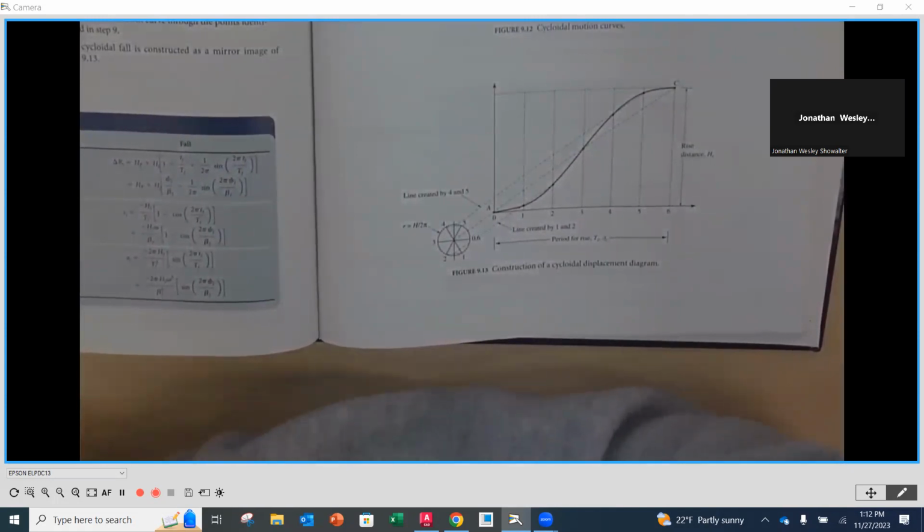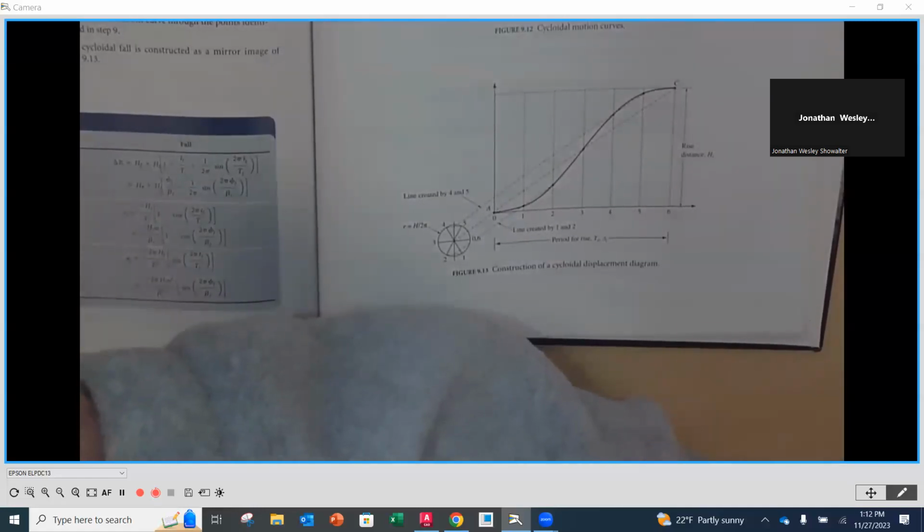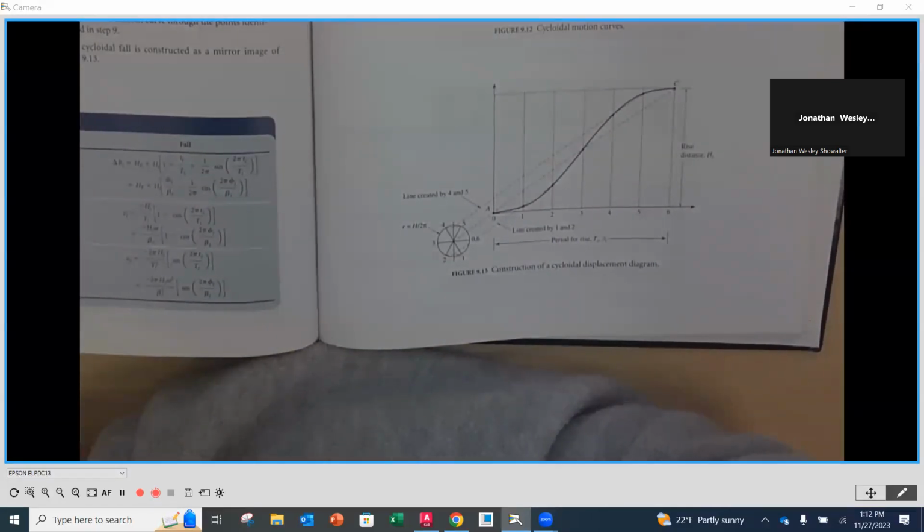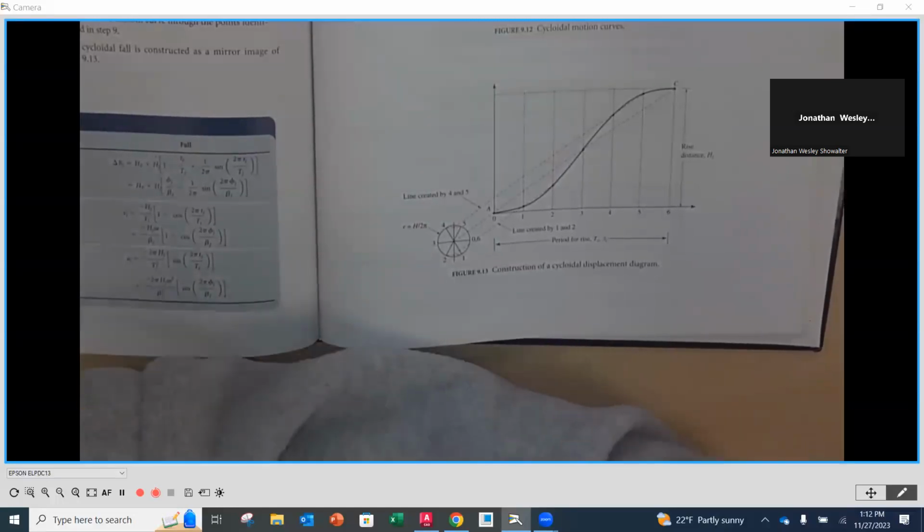So that's as far as I want to go today, because I think that's enough for this first part. The first part of these problems is what is a displacement diagram? So that by degree, or by however many increments of degrees you're looking at, you want to know what your displacement is. So we have to create that diagram first.